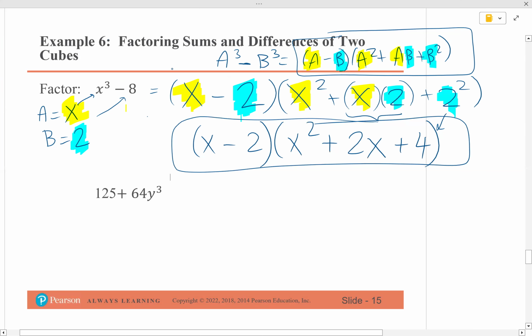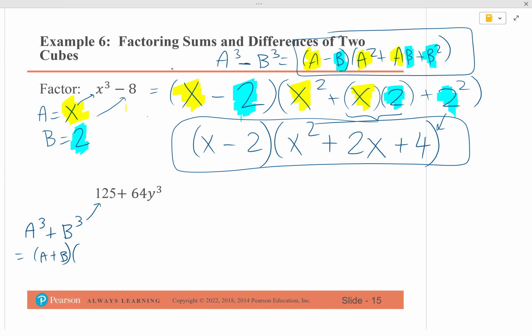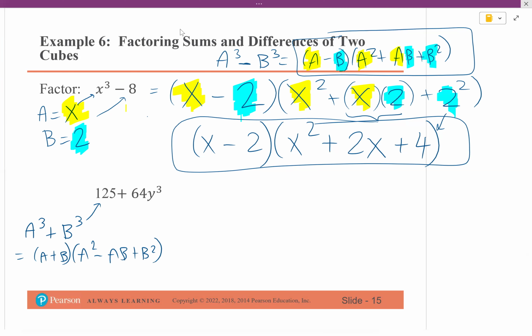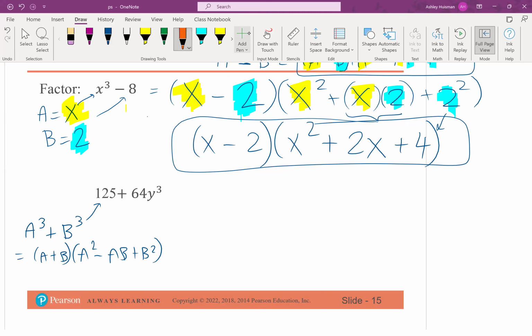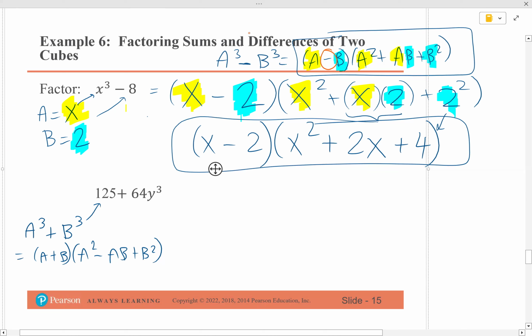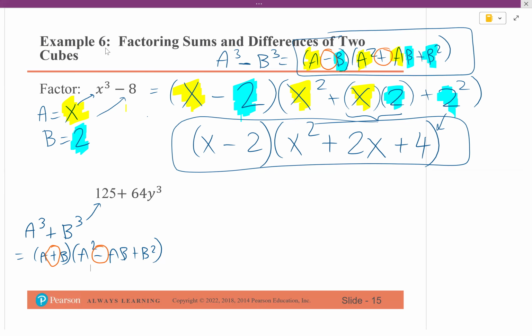And then this one looks like it's not a difference of cubes because it's not a minus, it's a plus. So we're going to use the sum of cubes formula. A cubed plus b cubed equals a plus b times a squared minus ab plus b squared. Notice the formulas are almost the same. The only difference is where the minus is. The top formula, this is a minus and this is a plus. But then for the sum of cubes, you just switch those two. Now it's a plus and a minus. So it's almost the same formula, but it's not quite the same formula.